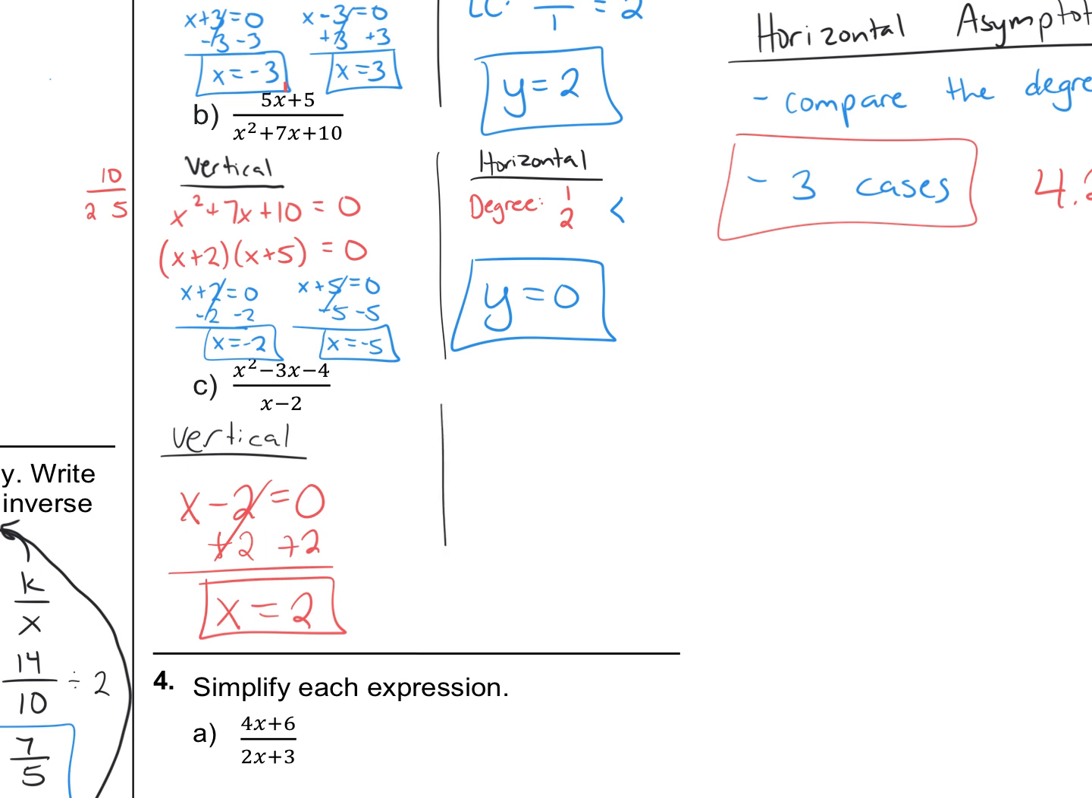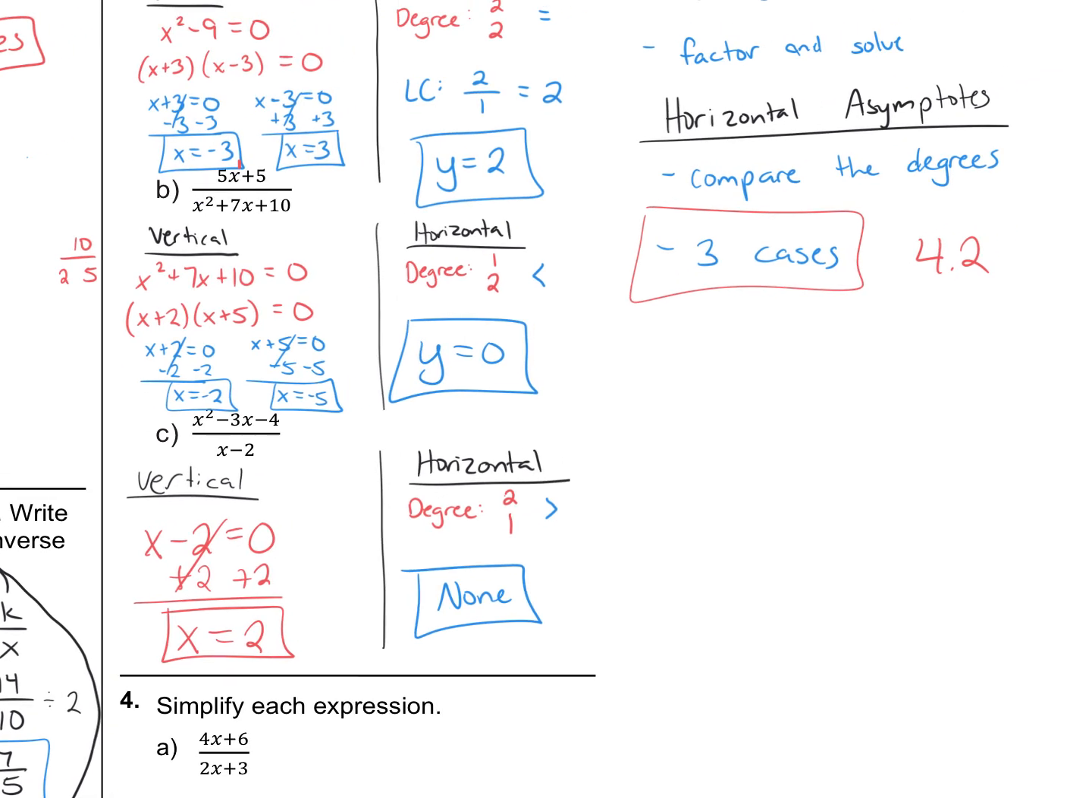How do I find horizontal? It's the degrees, right? So what is my degree of the numerator? 2. Degree of the denominator is 1. Are they equal? No. Is the numerator less than or greater than? Greater than. If the numerator is greater than the denominator, what is my horizontal asymptote? None. Yep, and we got our horizontal asymptote answers from those 3 cases in 4.2.